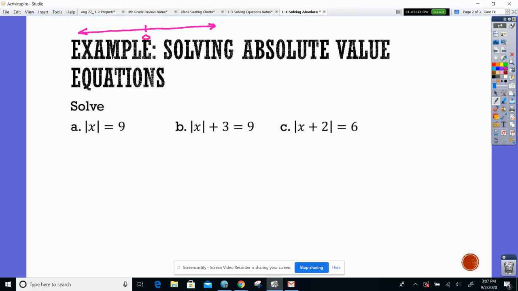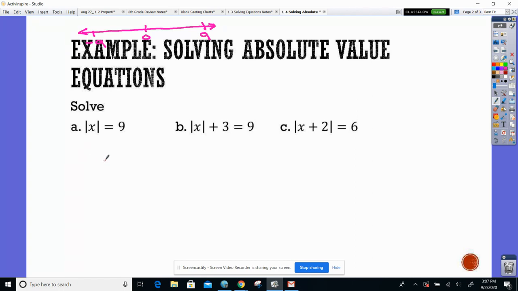here's 0, I want to figure out what number is 9 away from 0. Okay, so obviously 9 is going to be 9 away from 0, but that's not the only number. Okay, negative 9 is also 9 away from 0. So technically, we have two answers here.